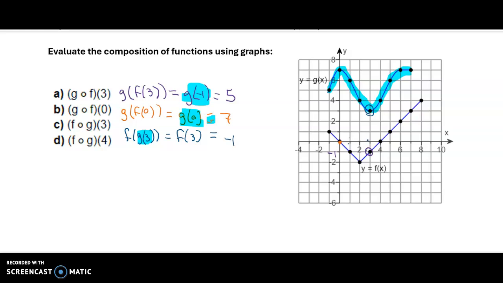And lastly, we have f of g of 4. We'll be working from the inside out. So we're going to find g of 4 first and then plug it into our f function. So I'm looking at the highlighted function for g of 4. We'll go 1, 2, 3, 4 for our x's, and our output is also 4. So that's going to be the same as finding f of 4, and f of 4 equals 0.